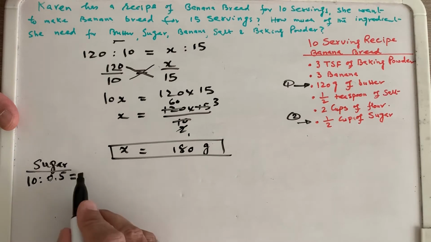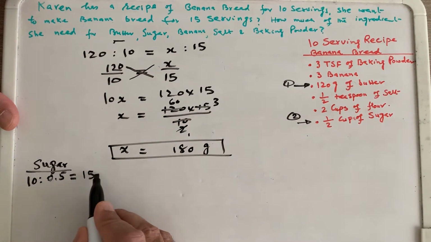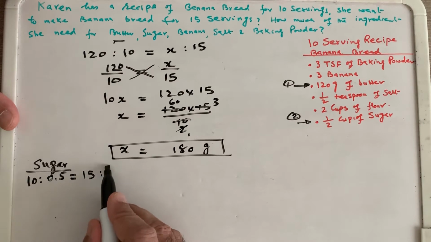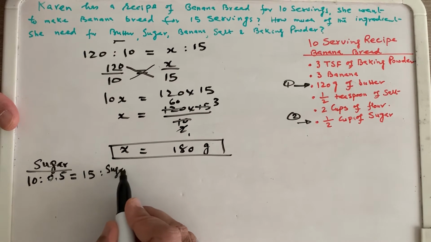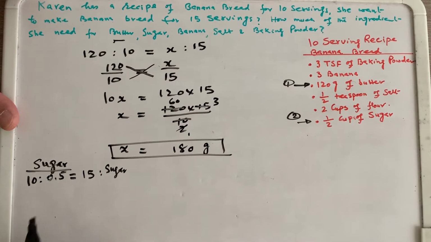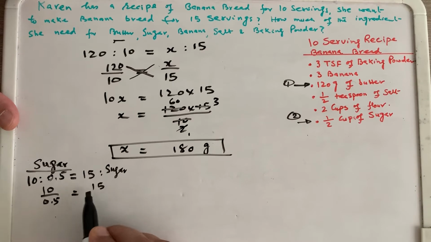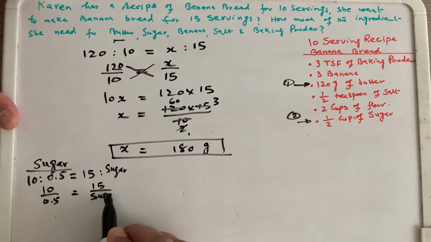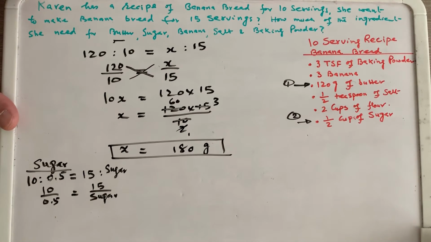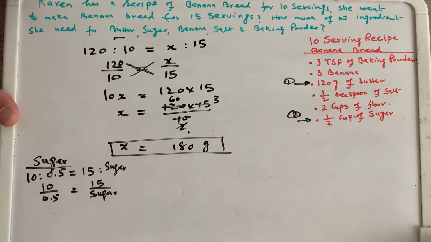I write 10 servings first. What is required is 15 servings, so I will put 15, and here is the unknown sugar, right? So this is the first step. The second step is to put this ratio into fraction form. So you will be putting 15 divided by sugar, or you can take S or whatever variable you like.